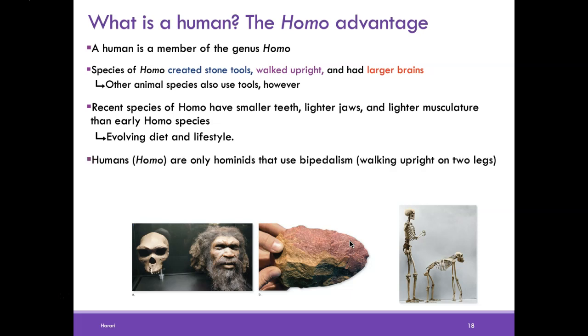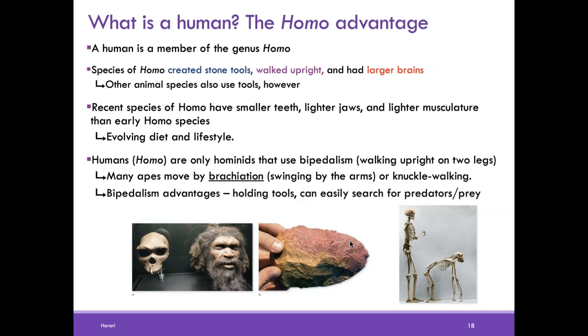And like I mentioned, humans were the only hominids, the only great apes, that walked upright on two legs. That's called bipedalism. Whereas many apes moved by swinging, or brachiation, right? Like on the monkey bars. And bipedalism has some advantages, right? We can hold our tools with our two hands while walking on our 2 feet. And we can also stand up higher and search for any prey to eat or any predators to run away from.